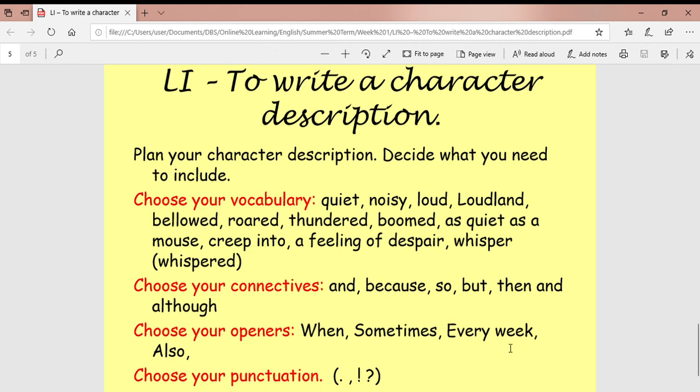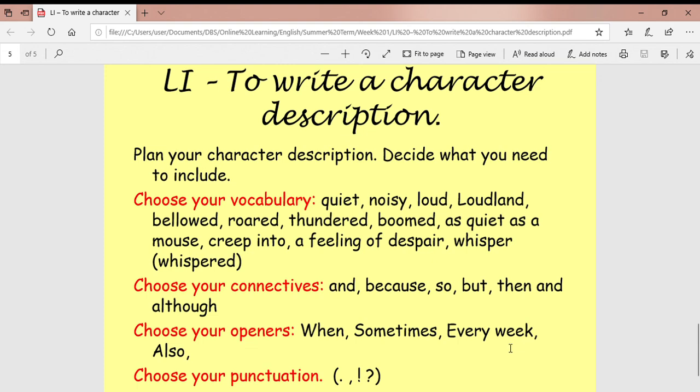And once you've made your list of vocabulary, connectives, openers and punctuation, you can then write your character description telling what Mr. Quiet is like. What is he like? Why is he like this? What adjectives, what similes can you use to describe his character or his personality?